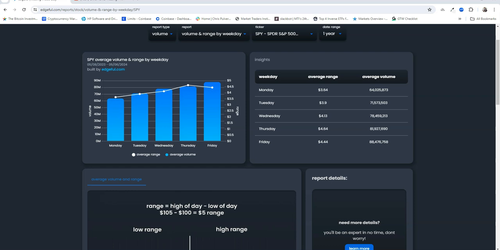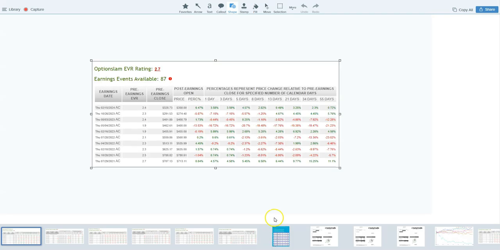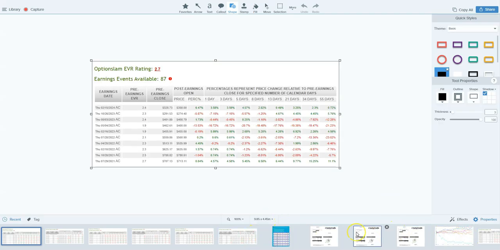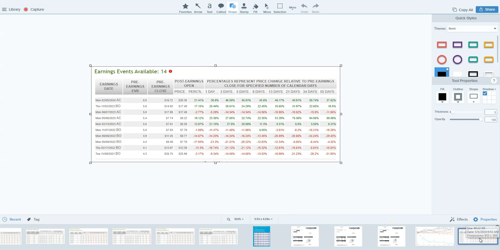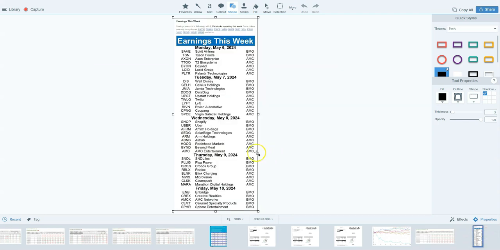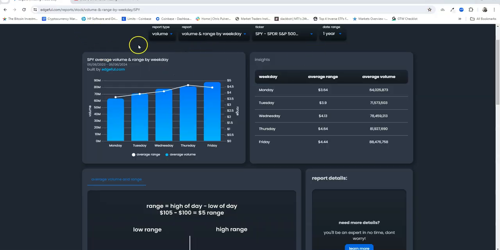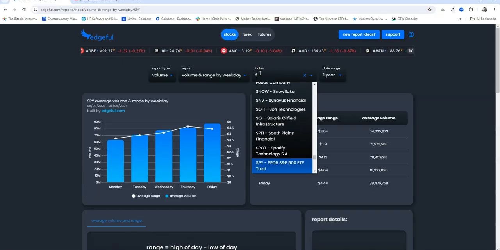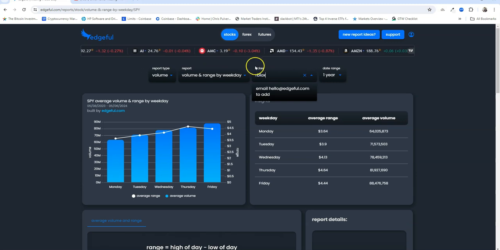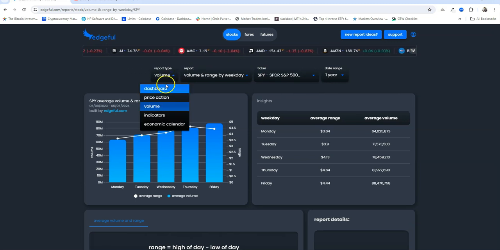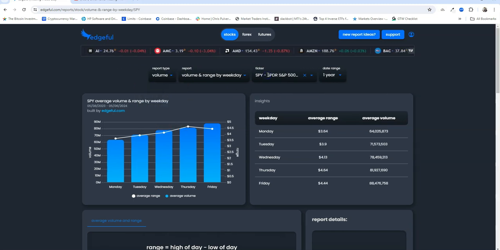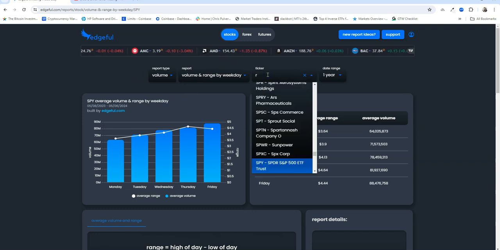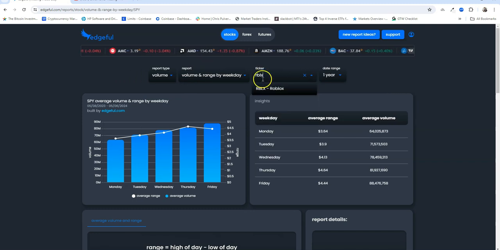Let's use Edgeful. Let me look at the list here. There we go. So let's take a look. How about Roblox? Let's look at Roblox for Thursday morning. Can we do that with Edgeful? Yes. If you just go to the report type, price action. I think you have one extra letter in there, but RBLX. There it is.